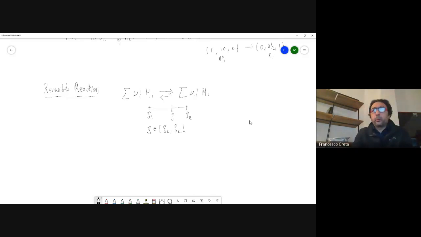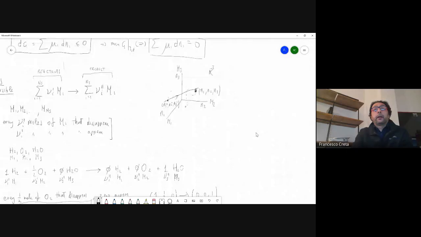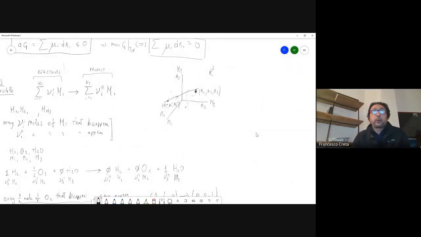So if I go back to this representation, you have to look at these walls. For example, if you look at this wall here, it means that N1 is 0. So this plane here is N1 equals 0, and you can't go any further than that. You can't go through this wall, because then you have unphysical compositions. You have negative compositions that you cannot have.